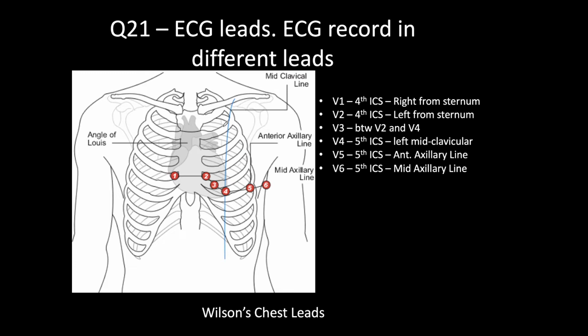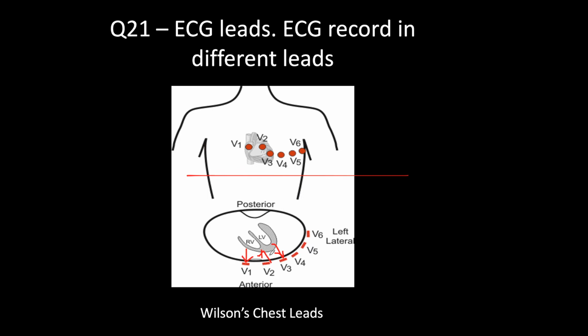Mid-clavicular line, fifth intercostal space, you place the fourth chest lead, and then in between those you place the third one. Anterior axillary line is where the fifth chest lead goes, and then the mid-axillary line is where the sixth chest lead goes. Again, these are all the Wilson's chest leads, and they are unipolar, not bipolar, and they're on a transverse plane. They look at the heart on a transverse plane, as you can see here. Left ventricle, right ventricle. You're actually looking at the top of the heart, so it's here.